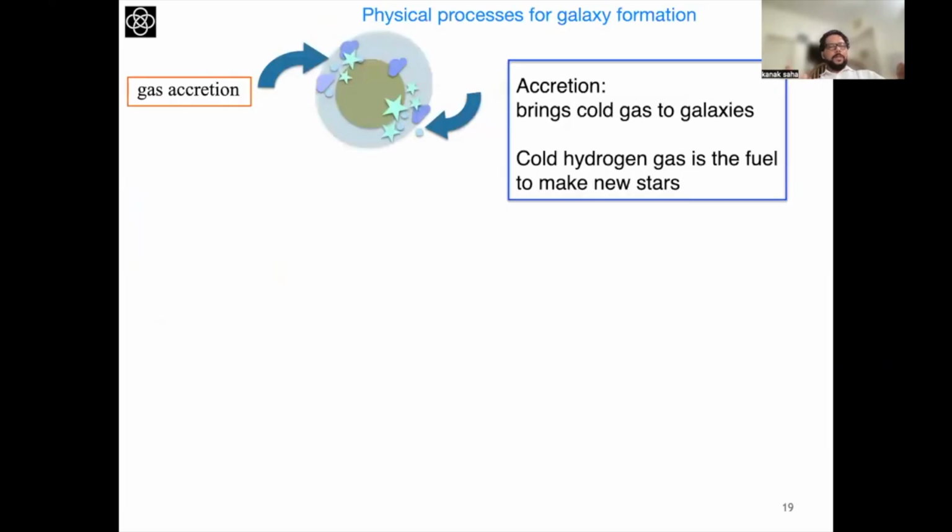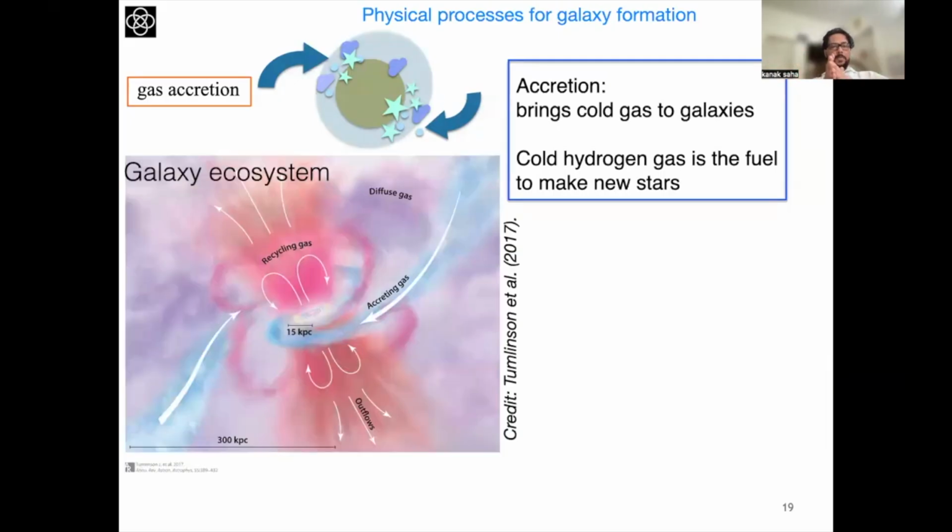Apart from mergers, the galaxy could also be accreting gas from the surrounding medium, and accretion brings cold gas to the galaxy. Cold gas is the fuel to make new stars. When the gas comes to the galaxy, it may be compressed and lead to a burst of star formation. This burst can make new stars, and sometimes, depending on the chemical enrichment of the accreting gas, massive stars can form, and these massive stars would explode and spill material all over.